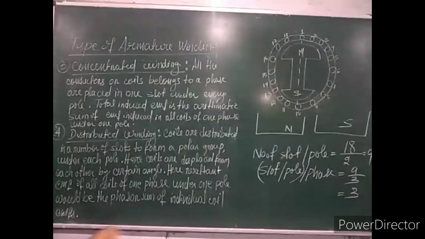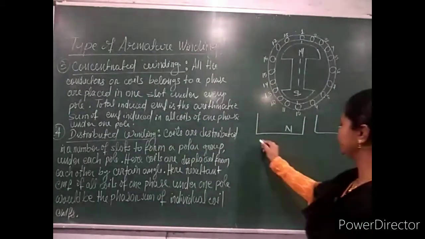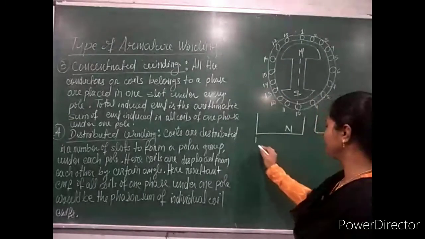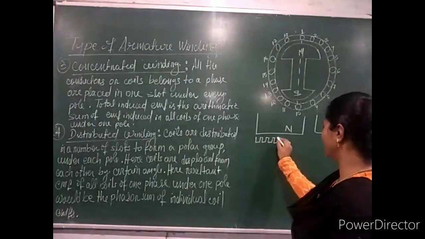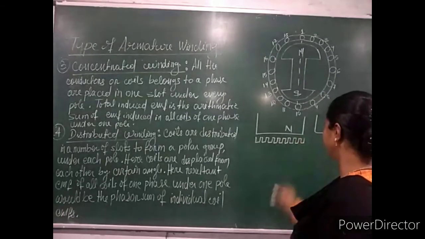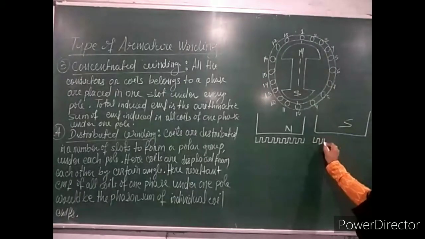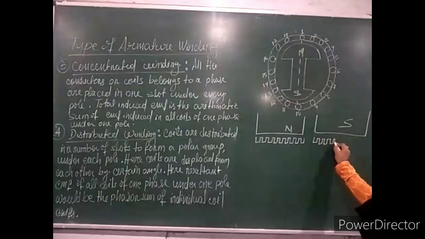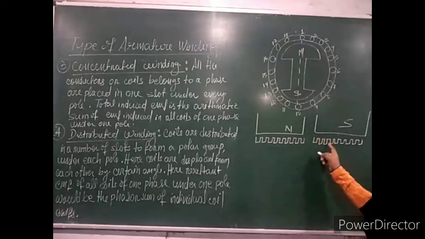Here we get that 9 slots are there. So under each pole I draw 9 slots: 1, 2, 3, 4, 5, 6, 7, 8, 9. Similarly for the 9th S pole: 1, 2, 3, 4, 5, 6, 7, 8, 9. Okay, under each pole I have drawn 9 slots.